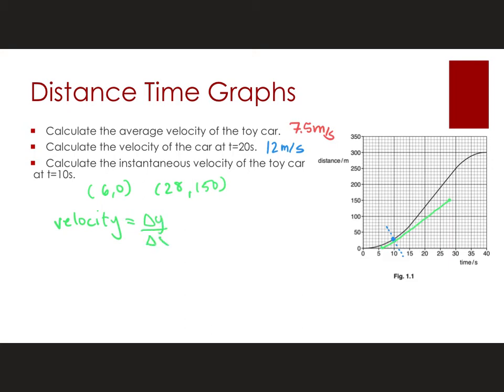So to get the velocity then at 10 seconds, I'm going to find the gradient, the change in y over the change in x. You can use whatever way your math teacher has told you in the past. I'm going to have 150 minus 0 over 28 minus 6, and that's going to give me 6.8 meters per second. Okay, so I hope this has helped you then to be able to calculate velocities, whether it be the average velocity, the velocity at a point where it's going at a constant speed, or an instantaneous velocity when an object is accelerating.